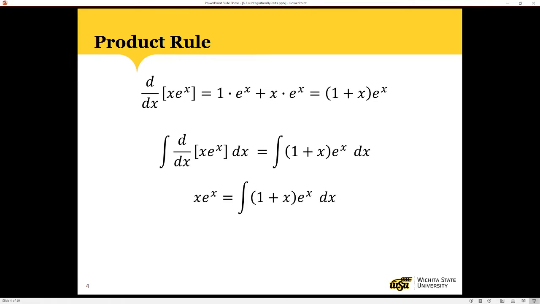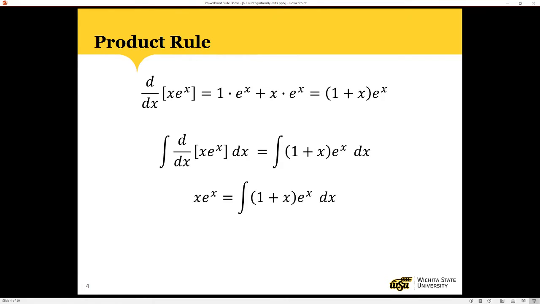More interestingly, that means we can integrate both sides. On the left-hand side, we have the integral of the derivative of e to the x times x. And remember, if we use the fundamental theorem of calculus, the integral of the derivative of x e to the x would just be x e to the x. Now, I realize this is plus a constant, but we have an indefinite integral on the right-hand side, and that will have a constant too, and we only need one. On the right-hand side, we have the integral of the quantity 1 plus x times e to the x dx.